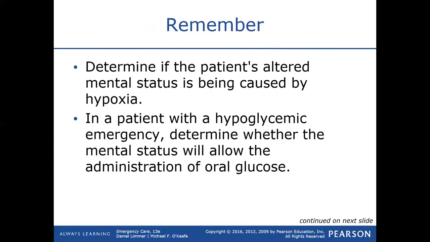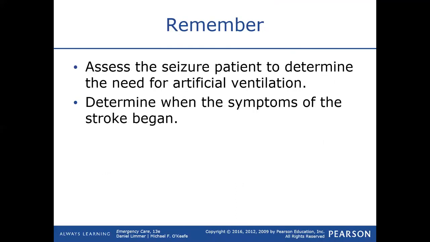Remember to determine if the patient's altered mental status is being caused by hypoxia. That's the most common cause of altered mental status. In a patient with a hypoglycemic emergency, determine whether the mental status will allow for the administration of oral glucose. So again, make sure that they can swallow. Assess the seizure patient to determine the need for artificial ventilation, if we need it. If the person's breathing adequately on their own, you might not have to ventilate them. You might have to just put a non-rebreather or a nasal cannula on them.